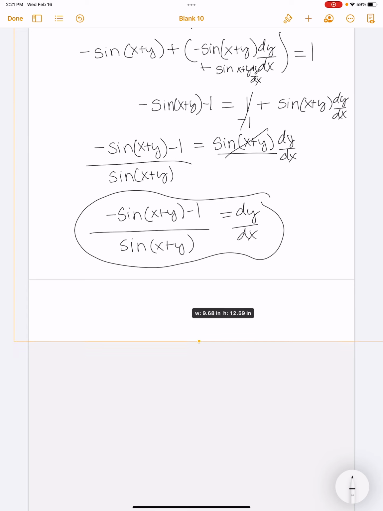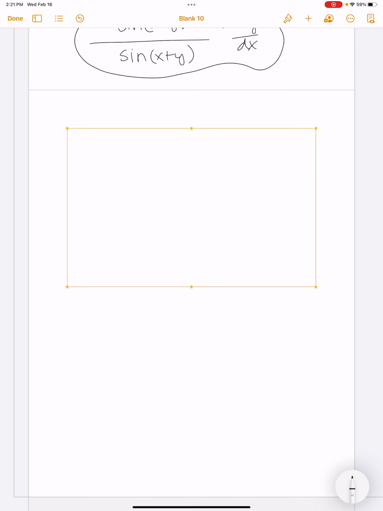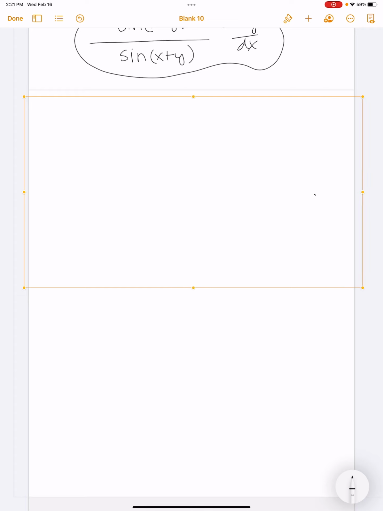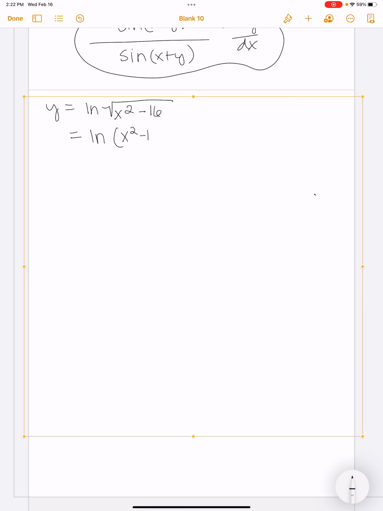Okay, let's do another one. Let's find the derivative of, so now we'll do y equals the ln, the natural log, of the square root of x squared minus 16. Now the first thing I want to do when I see something like this is rewrite it so it's in a better form to have the derivative taken of it. So I'm going to rewrite this as, because x squared minus 16 square rooted is the same as x squared minus 16 to the half.